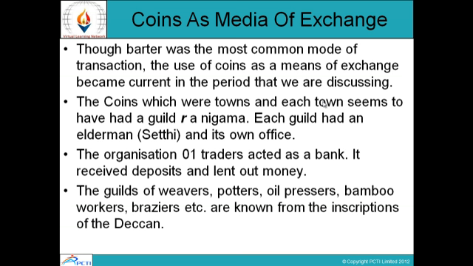In towns, each town seems to have had a guild or a nigama. Each guild had an elder, the setthi, and its own office. The organization of traders acted as a bank. It received deposits and lent out money. So the organization of the traders acted as a bank, receiving deposits and lending money.